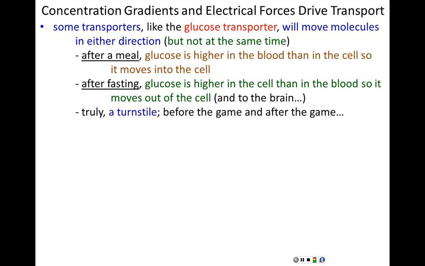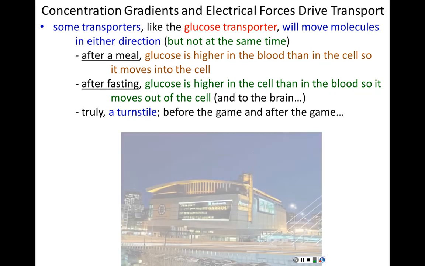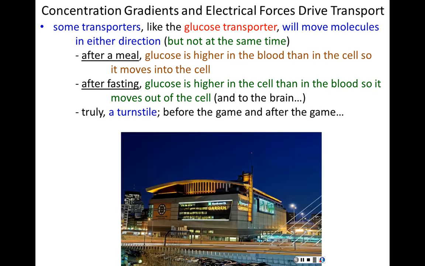And so the glucose transporter is truly a turnstile, a specialized, exclusive doorway for glucose, but one that allows glucose to follow its concentration gradient. Kind of like a turnstile or a gate before and after the game. So, great Boston Bruins game, playing the Montreal Canadiens, everybody wants to go see, big crowds, sold out arena. Before the game, what is the net flow of human beings? From the street into the arena. Everyone is going into the arena.